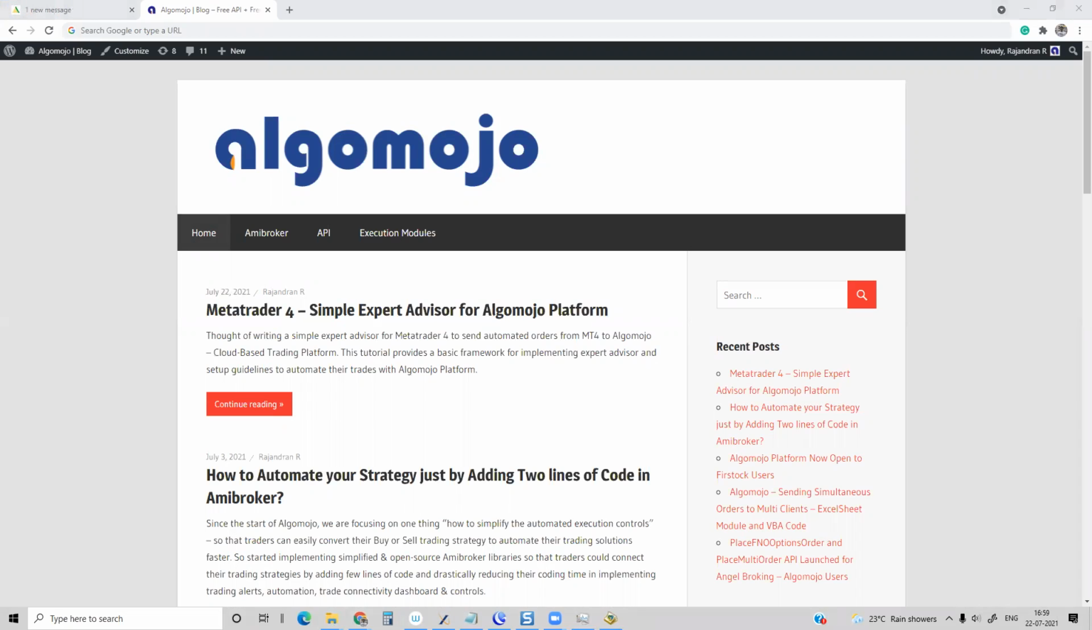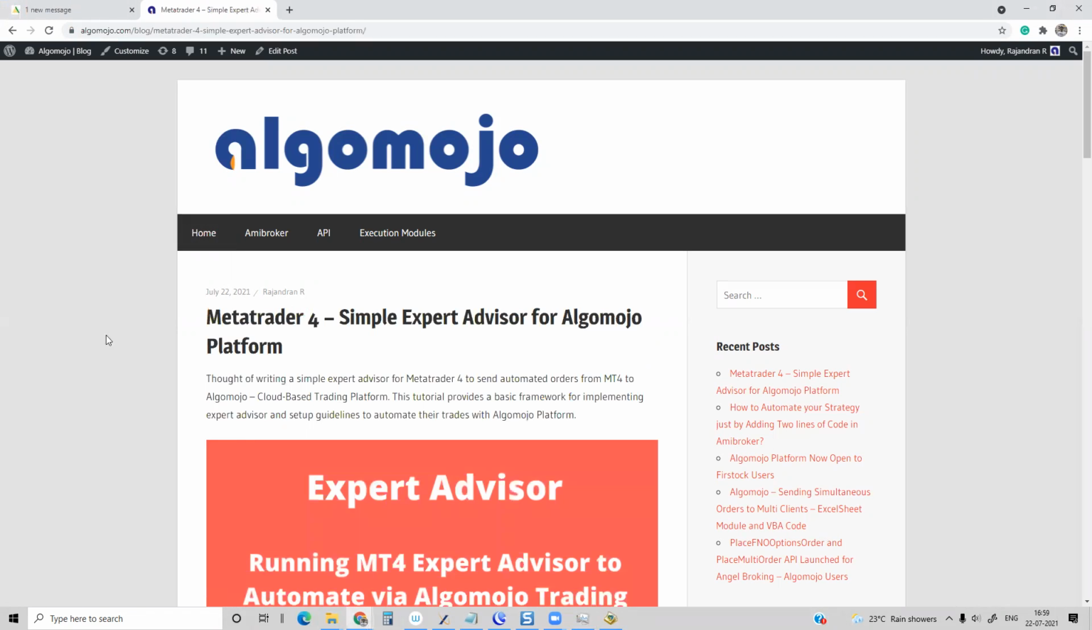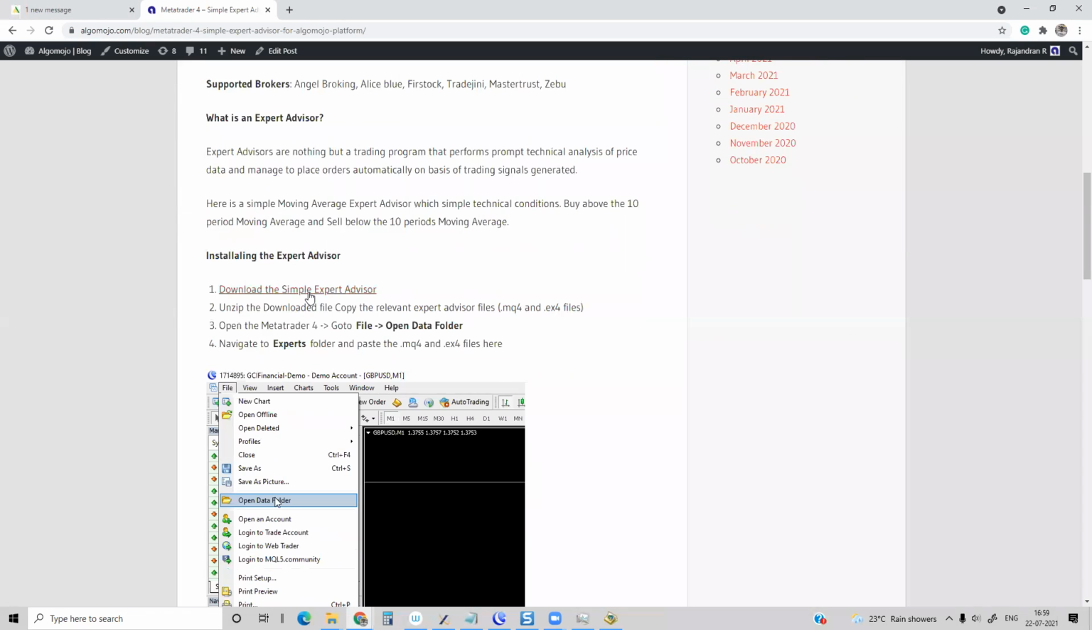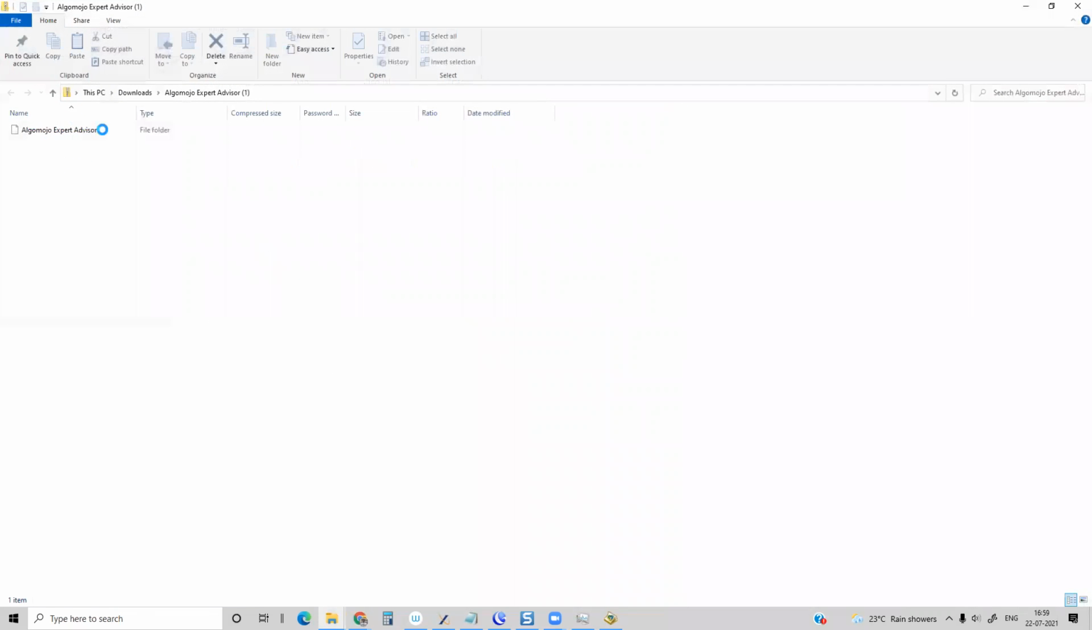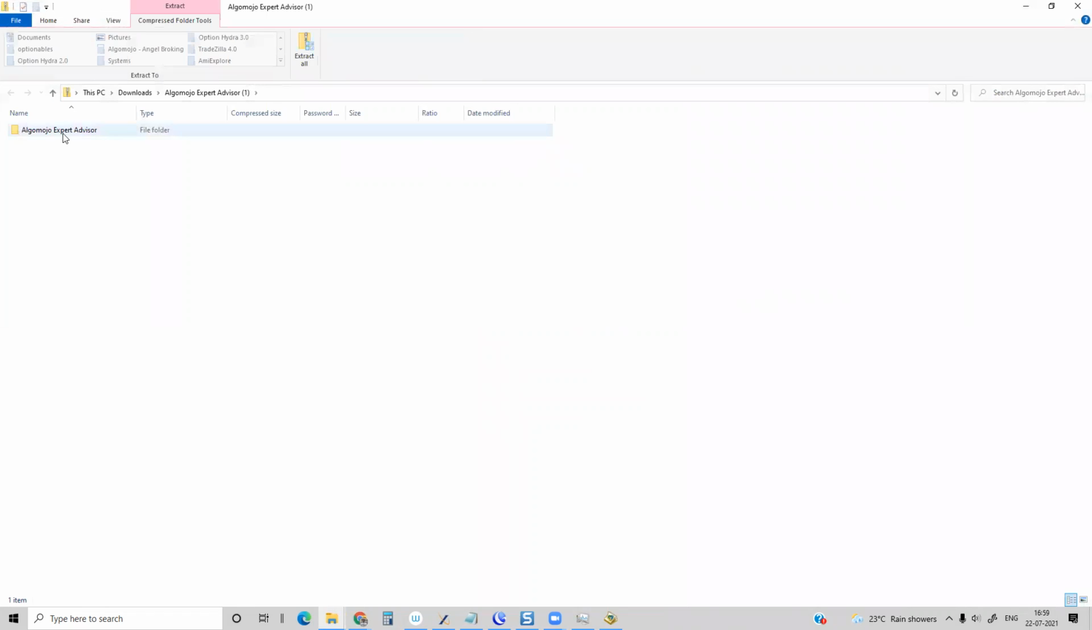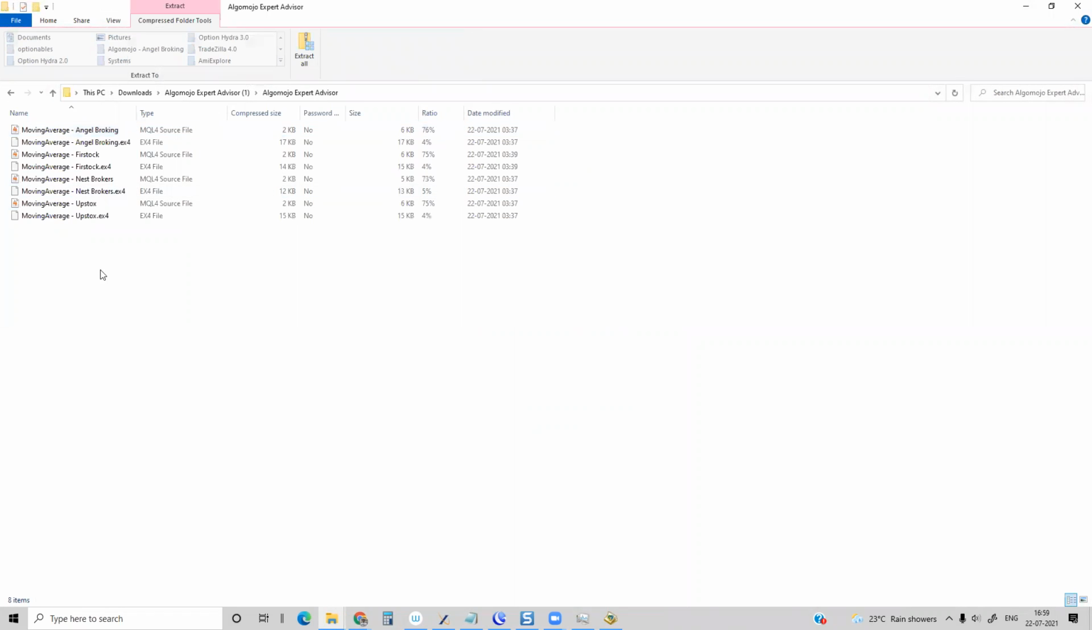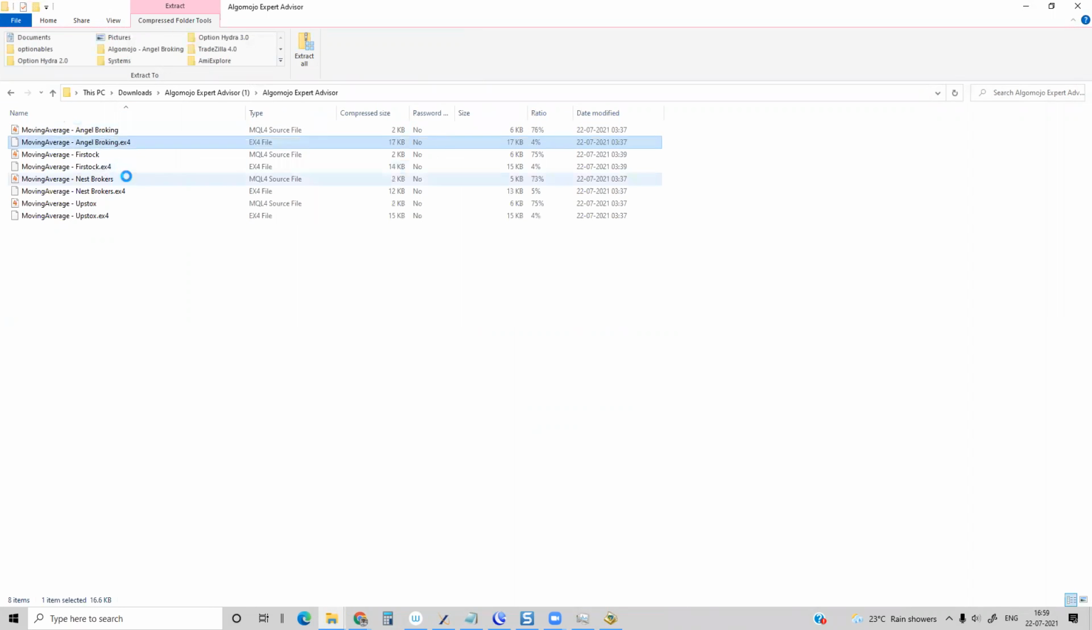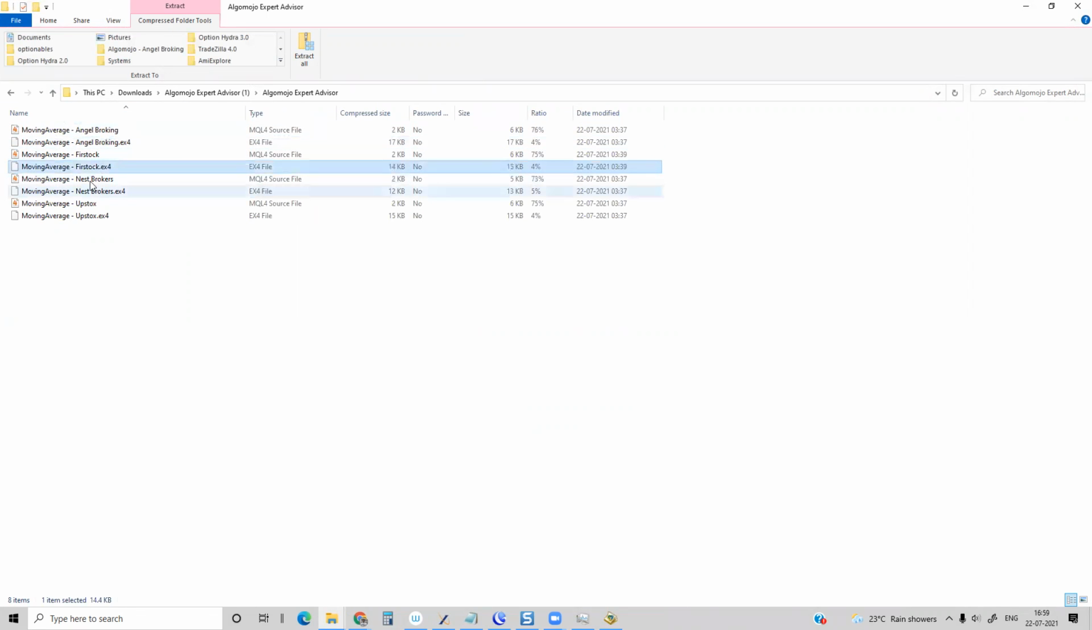Okay. So from here, you can go to MT4 Simple Expert Advisor. Here you can download the Expert Advisor, and this Expert Advisor contains all the files. All these files, where I have to keep them, I have given for different brokers. This is for Angel Broking, and this is for Firstock and NEST brokers.